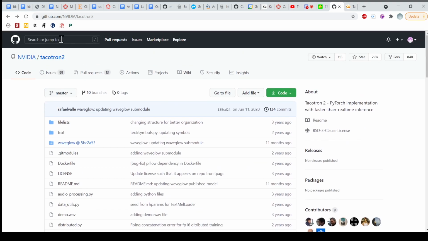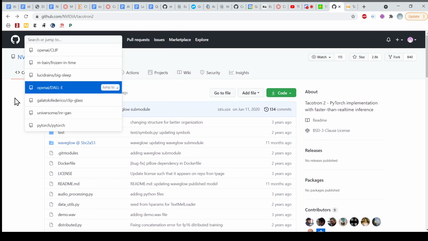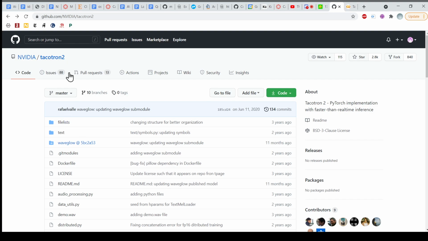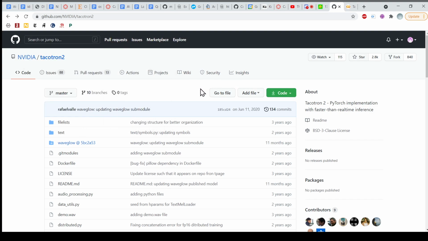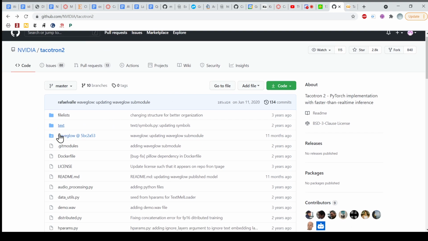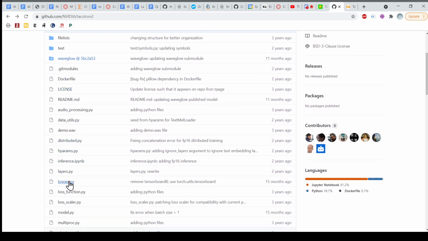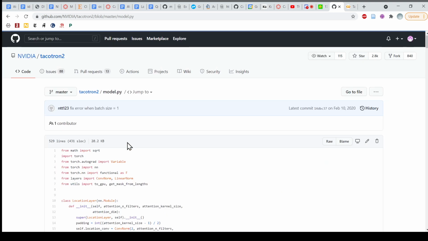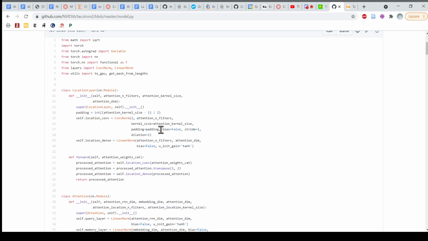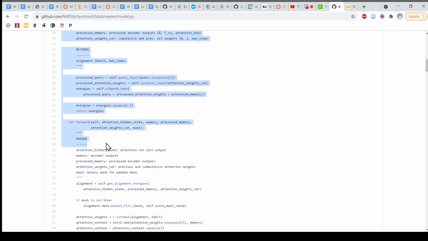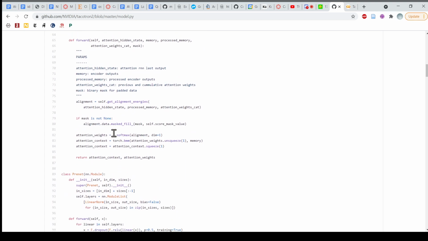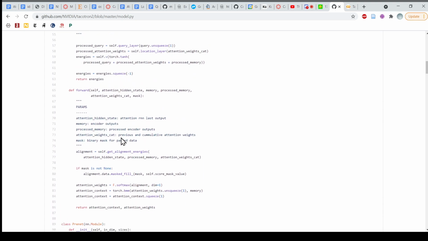I'm gonna search. Let me search Justin here, please. How do I do that? Whatever. I'm gonna go into model.pr. Okay. Ooh, attention. Let's see how easy this is, or how hard it is. Yeah, I mean that actually doesn't look that bad now that I look at it, but it's not fun for sure.